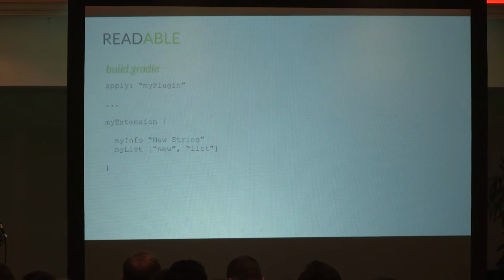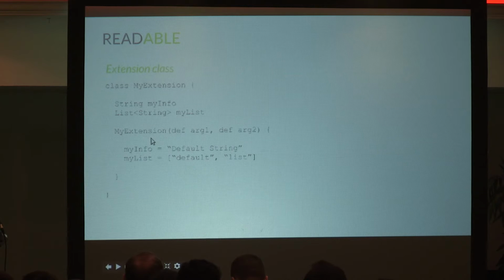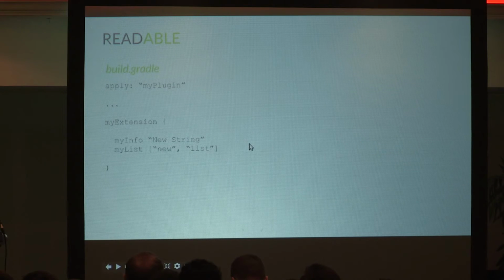We'll see that later. Also, on the user side, he will apply your plugin, then he will be able to use your extension. You see my extension, that was the name I gave to the extension before, and he will be able to configure each extension. So there are default values. For example, on the string, it was default string. But when he opened this block and called myInfo, it will change myInfo, that is the string, to new string, because that's the value he defined. The same for the list. Okay, you get the point, everybody? That's great.